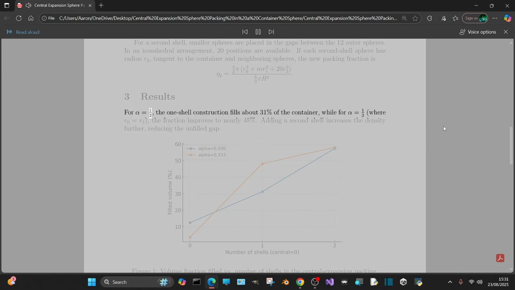Results. For alpha equals 1/2, the one-shell construction fills about 31% of the container, while for alpha equals 1/3, where r0 equals r1, the fraction improves to nearly 48%. Adding a second shell increases the density, further reducing the unfilled gap.